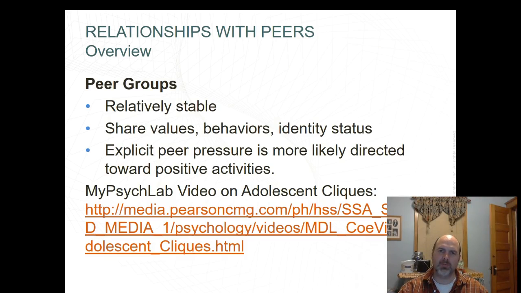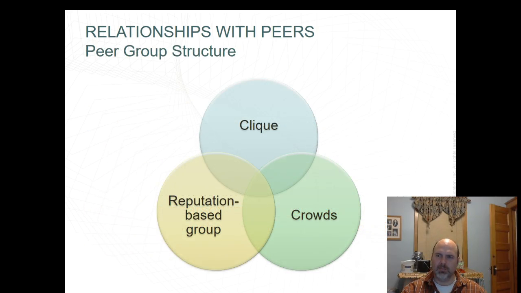Next, peer groups remain relatively stable. They share values. Usually they hang out with people with shared values, behaviors, and identity status. Explicit peer pressure is more likely directed towards positive activities. Here's a little video on adolescent cliques. These provide an identity prototype. Labeling others and oneself as belonging to a group helps create or reinforce the adolescent's own identity. It also identifies friends or foes.